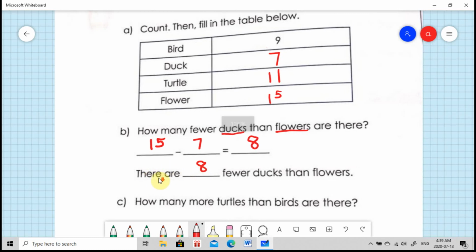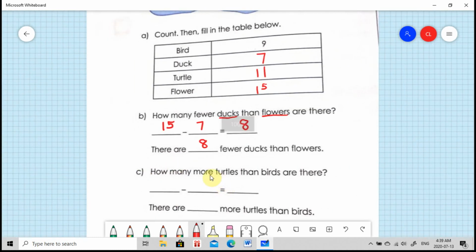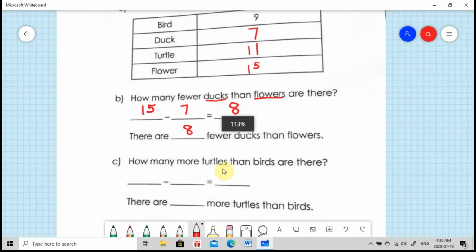Okay, now move on. How many more turtles than birds are there? You know that turtles is 11 and birds is 9. Of course you take the greater number, put it at the front, and then you minus the smaller number, which is 9. So here 11 minus 9 is 2.